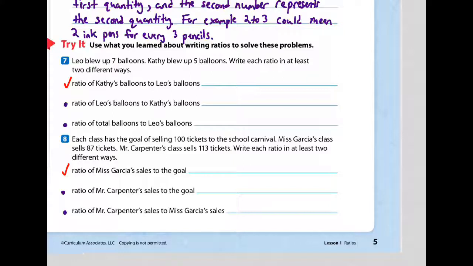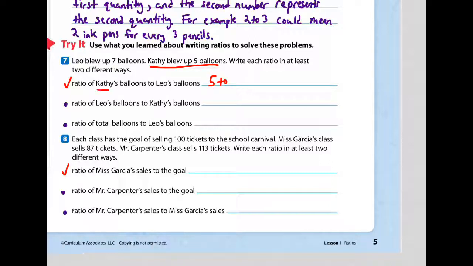So first off, 7 says, Leo blew up 7 balloons. So right now that's total balloons, right? Kathy blew up 5 balloons, so that's her balloons. It says, write each ratio in at least 2 different ways. Now, at least means you have to do at least 2 different, but you could do 3 different ways. So I'm going to do 3 just because I'm wild and crazy that way. So first one says ratio of Kathy's balloons to Leo's balloons. So Kathy blew up 5 balloons. So in this part, the 5 needs to come first.